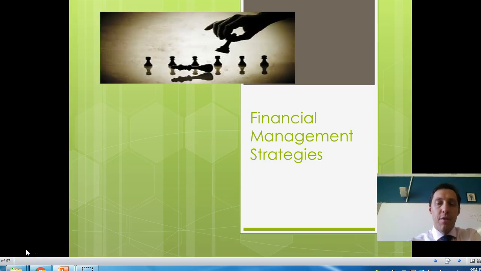Okay, we're going to now start on financial management strategies, which is the last chunk of the finance topic. So we've done role of finance. So what's the key role of finance within a business? We've had a look at some of the key influences in terms of sources of finance. We've had a look at processes in terms of ratios.